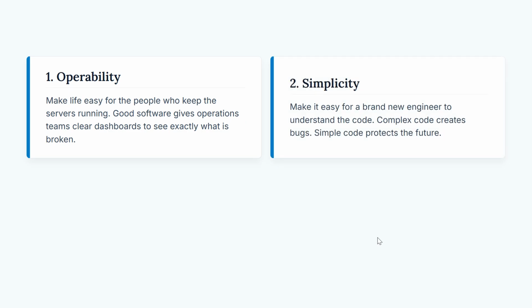Second is simplicity. When a brand new engineer joins your company, they should be able to read your code and understand it quickly. If you write code that is overly clever and complicated, it will hide bugs. Removing complexity is the best way to keep software healthy over many years.